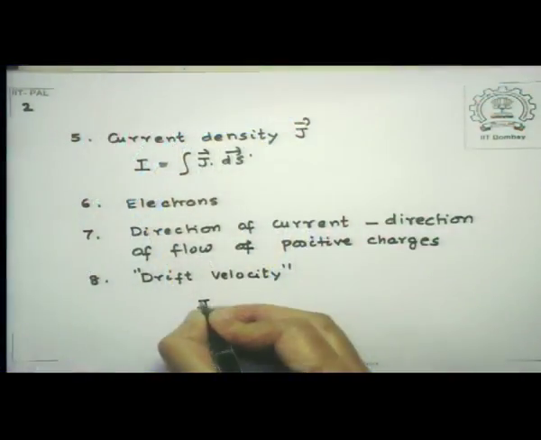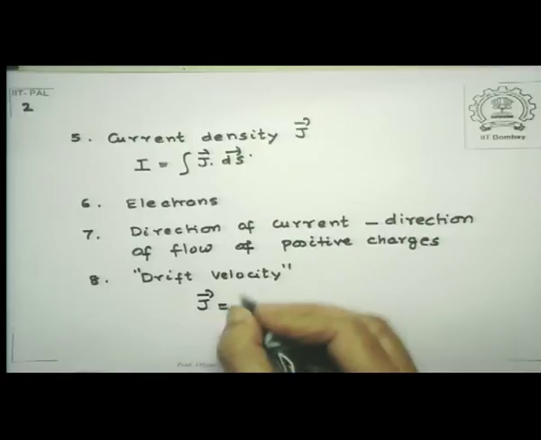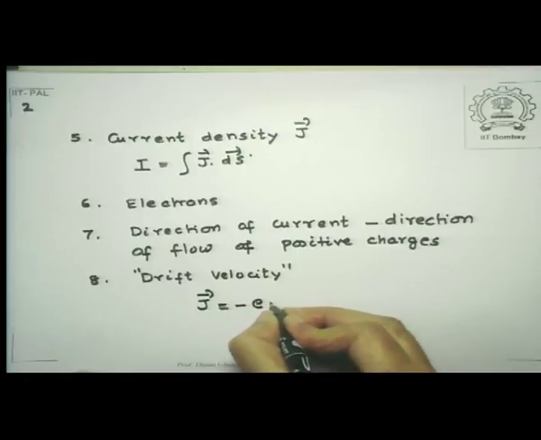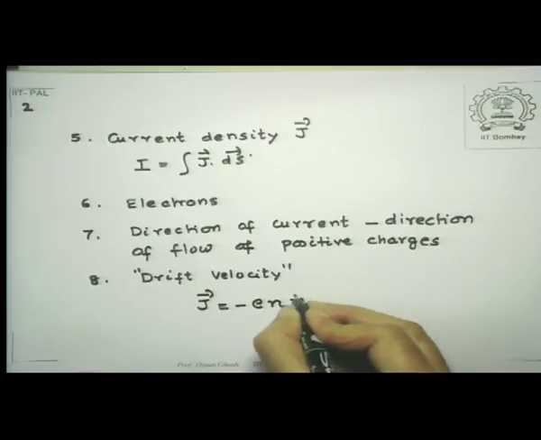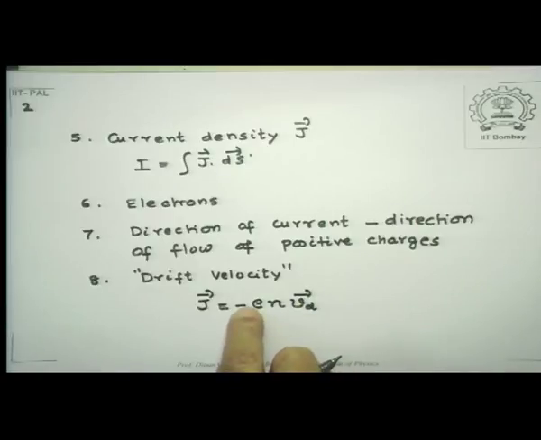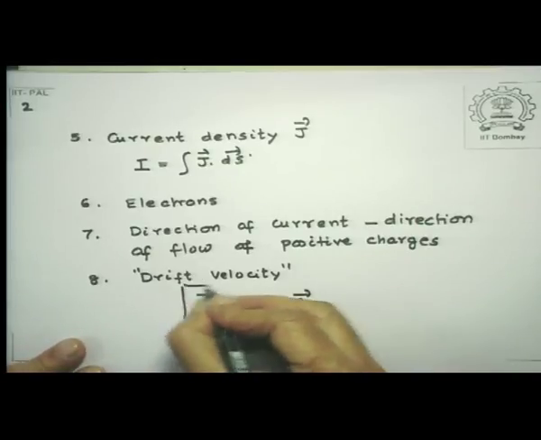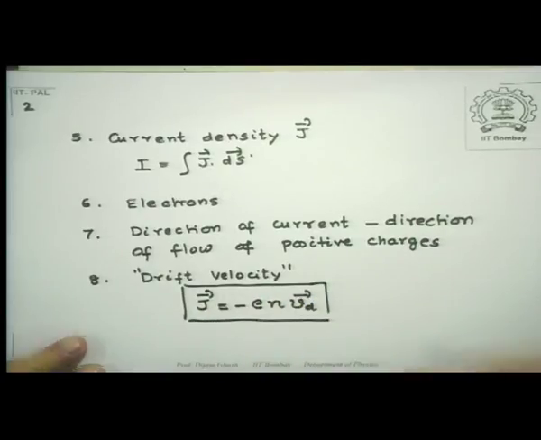We also obtained the relationship between the current density and the drift velocity by this relationship: j = minus e n v_d, where this minus sign is because we are talking about the drift velocity of electrons, e is the charge of an electron and n is the number density of the electrons. So this is the relationship between drift velocity and the current density. Here e is the magnitude of the electronic charge, which is 1.6 into 10 to the minus 19 coulomb.